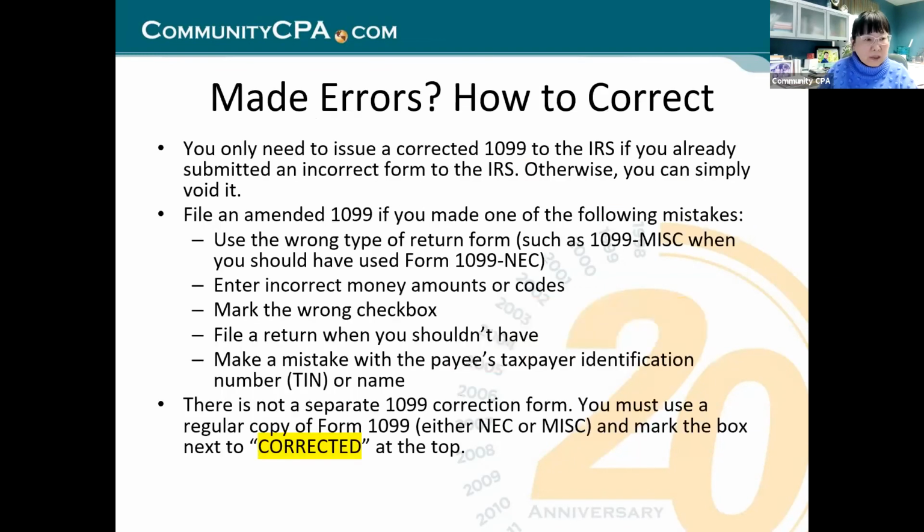Make sure you understand the due date. And of course, if you made a mistake, correcting it for 1099 and W-2 corrections is relatively straightforward. You just make sure that you check the box in the correction section.